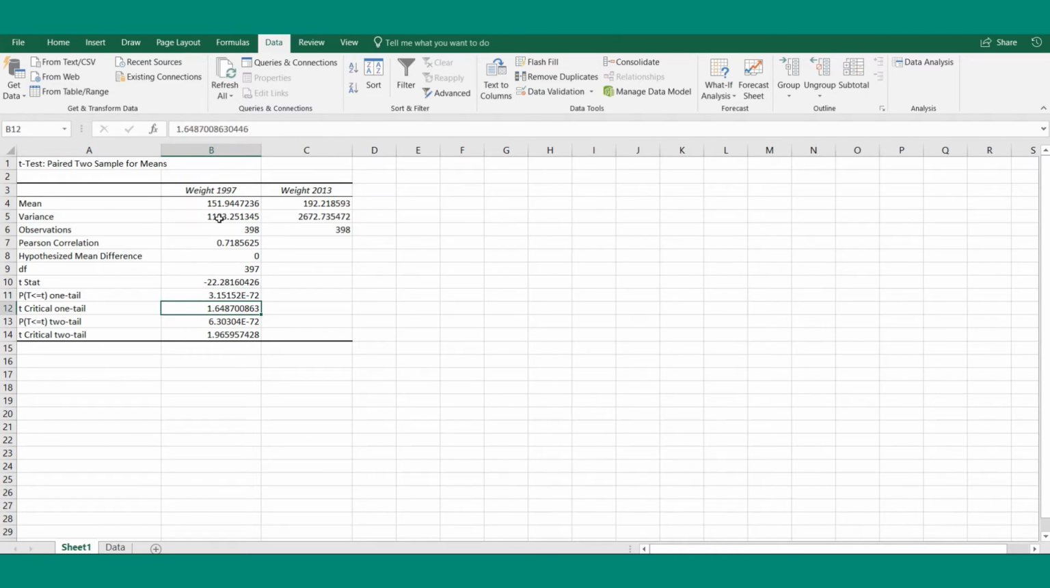Then we have the t-critical for a one-tailed test. Now this is the critical t for the rejection region method, which is usually taught in the intro to statistics class. In this class, I chose to emphasize the p-value approach because that's what's used in published literature.